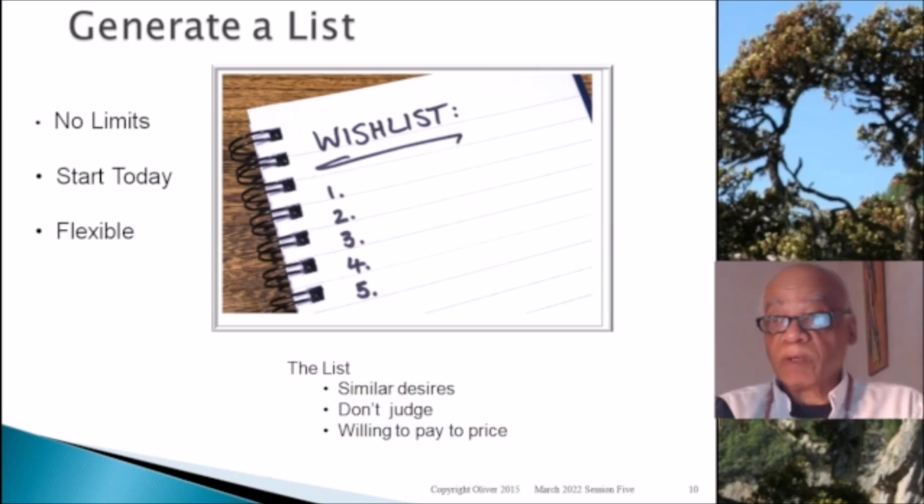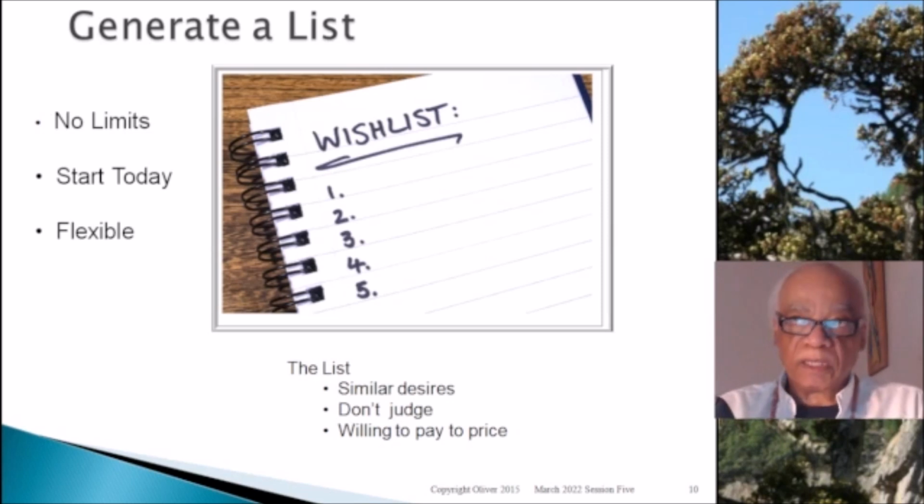For instance, you might want to have a BMW and a Mercedes-Benz. That's okay. Put it down. Don't worry at this point about rationalizing the list. Don't worry about sorting it. We're going to deal with that in the next session. But in this session, all I want you to do is to put them down.